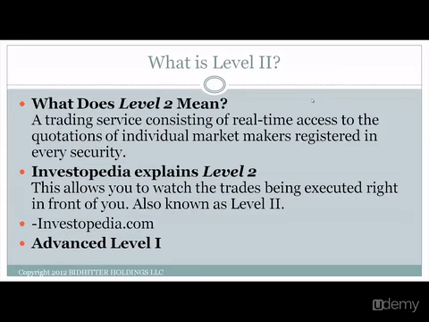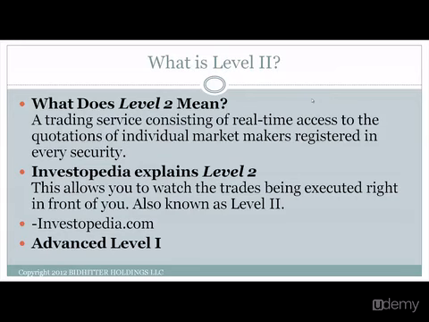Alright, so now that you watched the introduction and have a basic understanding of what reading the tape is, let's move forward to the level 1 and the level 2. In this section we'll be going over the market maker box and just the basic indicators and what the data is telling you and what they are.